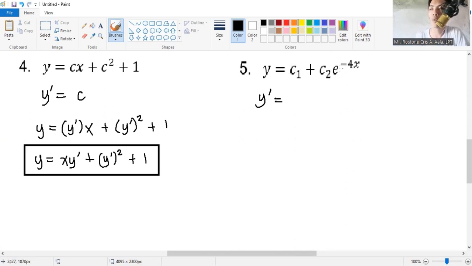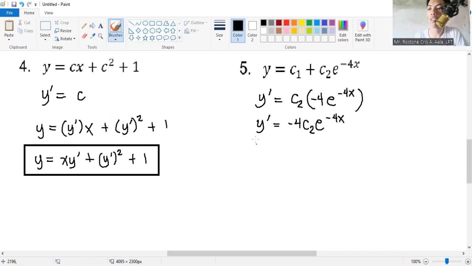The derivative of c sub 2 e raised to negative 4x is, ilalabas mo na si c sub 2, then get the derivative of e to the negative 4x, so that is negative 4 e raised to negative 4x. To simplify, y prime is equal to negative 4 c sub 2 e raised to negative 4x. Since dalawang constant, we need another derivative, which is the second derivative. The second derivative is the derivative of the first.